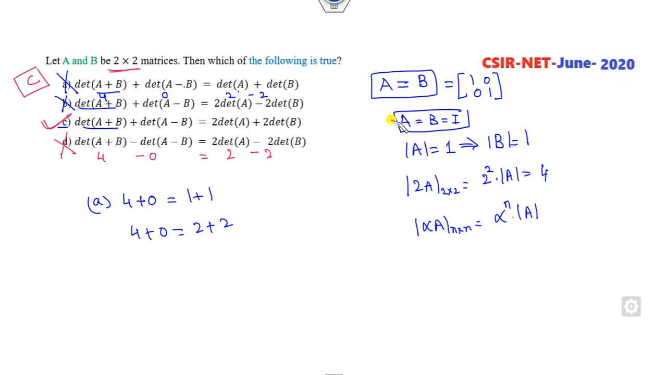You can think about any 2 cross 2. You may think about it in general as well, but that will take a lot of calculation. So I can simply take A and B as the identity matrix.